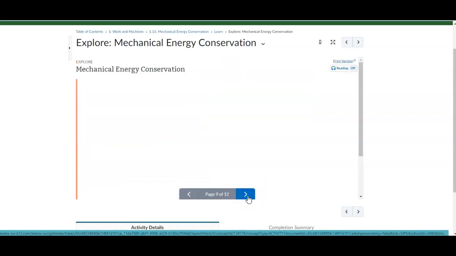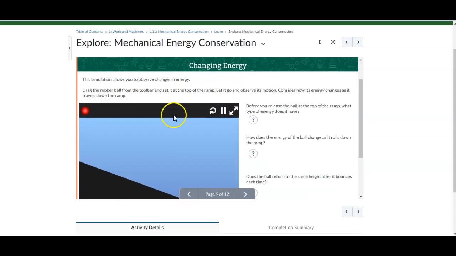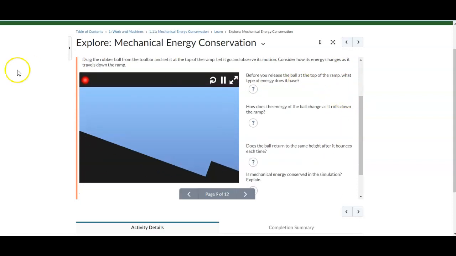All right, so we're moving on. We've answered all the guiding questions. Take a look. This is just a simulation showing you changes in energy as a way to observe those. So it says, drag the rubber ball from the toolbar and set it on top of the ramp. Let it go and observe its motion. Consider how its energy changes as it travels down the ramp.